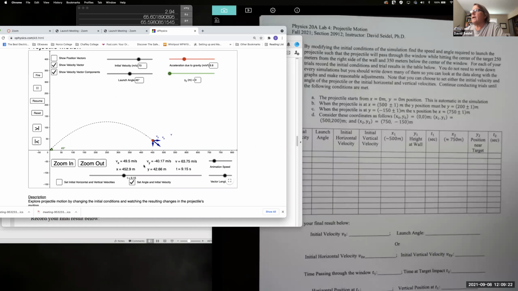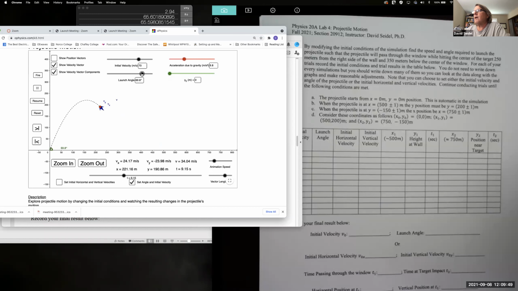Now, if you look over here, I can move my time. Look, I haven't even hit X equal to 452 meters. And I'm way low. So I'm certainly not at 200 meters at 500. So I'm not even going to bother with recording that one because I know that I'm way low. So I'm going to increase my launch angle.